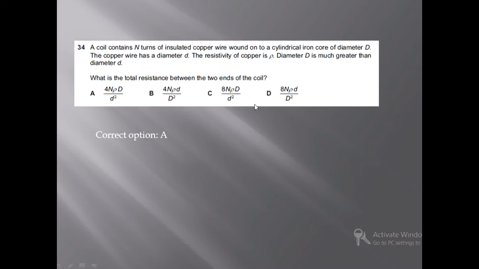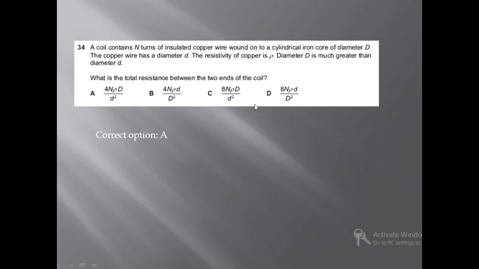When we substitute capital D by 2 in place of r, the final value for the circumference, capital C, is equal to pi D, but it is for the n turns of the insulated copper wire, so we are going to multiply pi D with n, so the length between the two ends of the coil is going to be n pi D. It means that we are done with finding the length of the wire, that is n pi D.